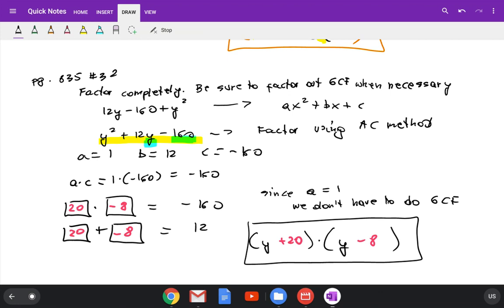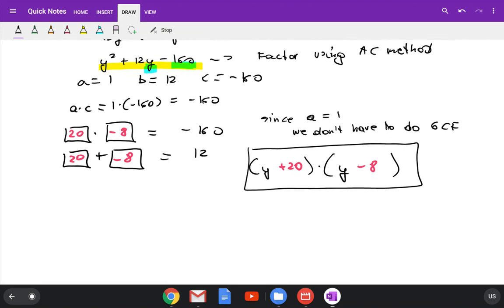Next one. That was 32. Next one which I assigned for the review was page 828, number 6.